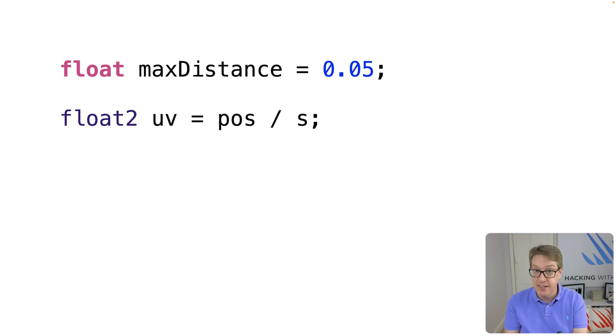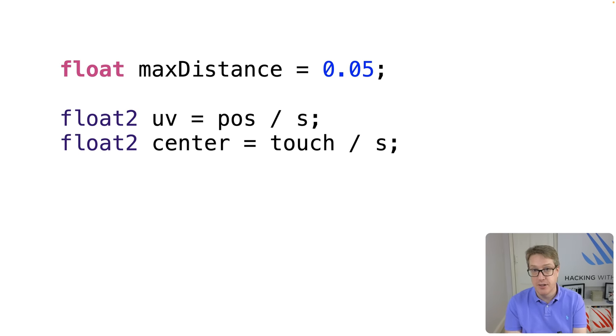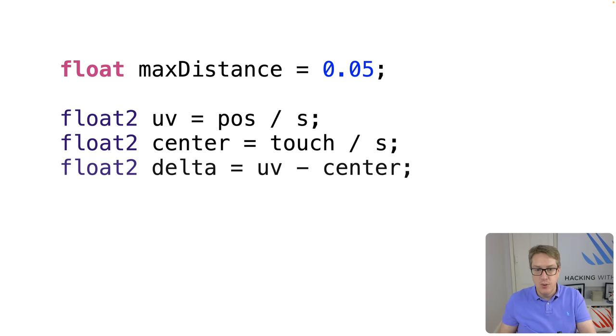Then we'll calculate our UV again. So we have a range of 0 to 1, that's our position divided by our size like before. We're going to calculate the center value as UV coordinates. So we've got our touch position divided by size, it'll say we're touching it at 0.25, 0.75, a quarter of the way across and three quarters of the way down, for example. And now we're going to ask, what is the difference between the pixel's position, the UV, and the finger of the user? So imagine I'm drawing a pixel here, finger's here, that's the delta value. How far this pixel is away from their finger on the screen.